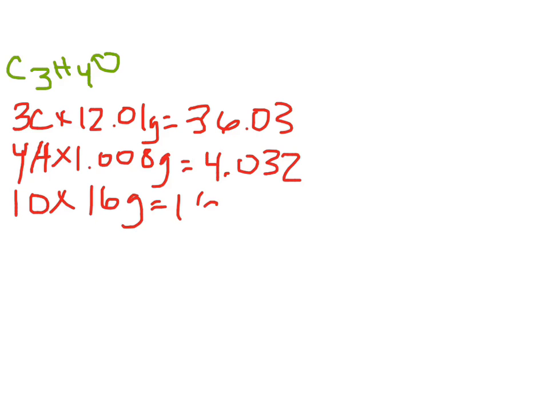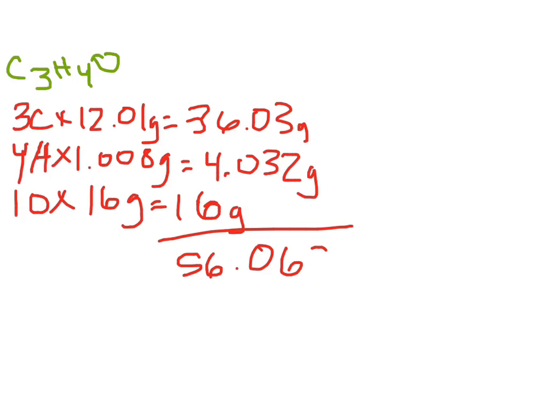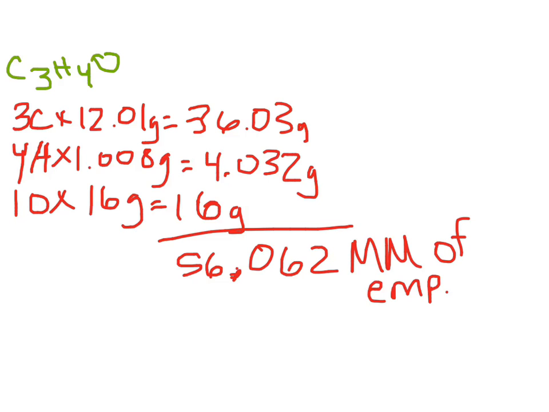So these are the molar masses for each element. Now what we have to do is add them together to get the whole molar mass of the whole compound. You don't have to do this extra step. You can just figure it all out, but I feel like doing it. So you get 56.062. That's the whole molar mass of the empirical formula, right?